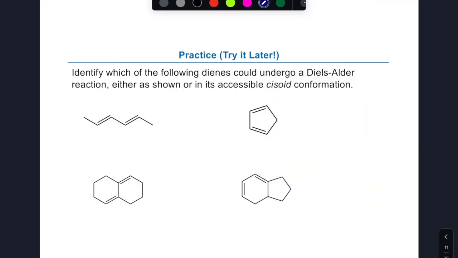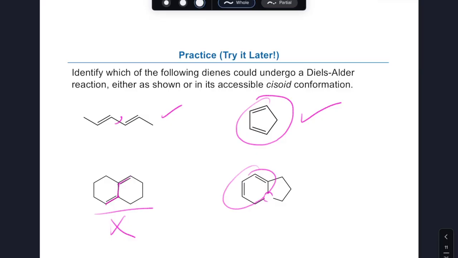So if you look at these ones, same question. Can these adopt a cissoid conformation in order to do a Diels-Alder reaction? So we could rotate here. That'll give us a cissoid geometry, so that's yes. This one's actually locked in the cissoid geometry. That's great. This one is locked in the trans geometry. That's no. This one here, even though it is sterically congested right here, it has that cissoid geometry, so in fact, yes, this one can undergo a Diels-Alder reaction.